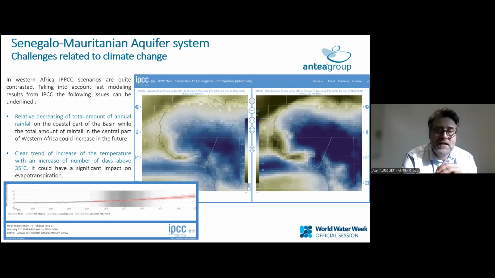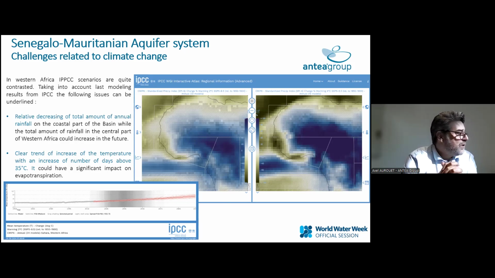As the entire planet, the Senegalo-Mauritanian aquifer system is also facing some challenges related to climate change. In Western Africa, in general, the IPCC scenarios are quite contrasted on this region. But taking into account the latest modeling results from IPCC, the following issues can be underlined. We have a relative decrease of total annual rainfall in general on the coastal part of the basin, while the total rainfall in the central part of Western Africa could increase in the future. But for the Senegalo-Mauritanian sub-basin, a relative decrease of total rainfall is expected.